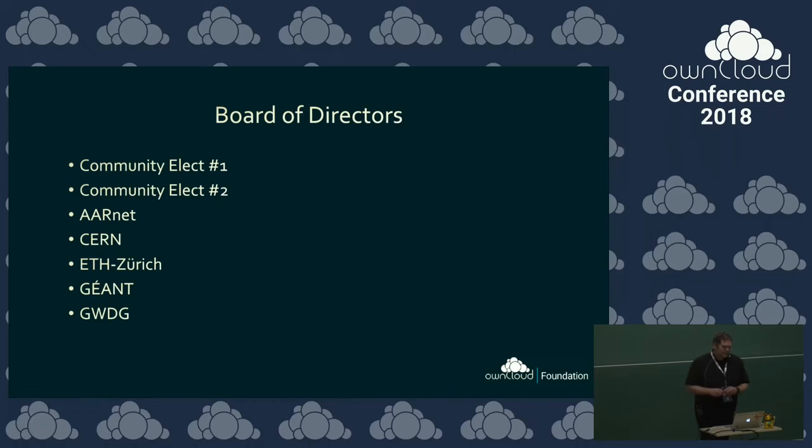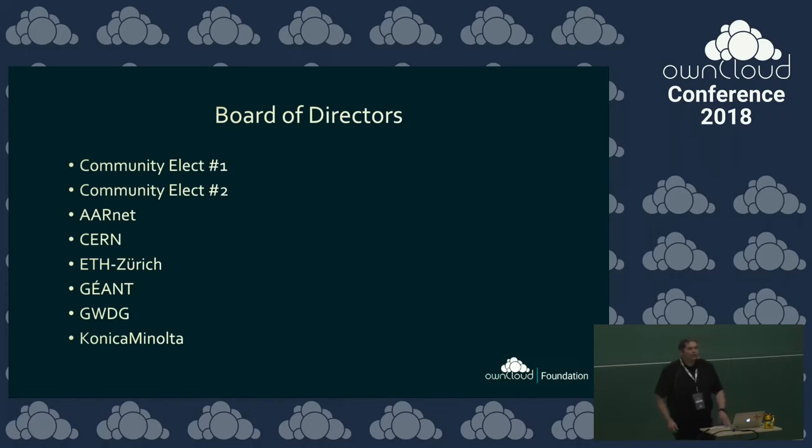Then we have the GWDG, the Gesellschaft für wissenschaftliche Datenverarbeitung Göttingen, which is a joint venture between the University of Göttingen and the Max Planck Society. And they run a very large ownCloud project for the entire state of Niedersachsen, Lower Saxony, and they are represented in the foundation by Dr. Philipp Wieder, who is the deputy head of the GWDG. And I believe they also run an ownCloud for the Max Planck Society and various universities in Germany. So they also are a key stakeholder to the project.